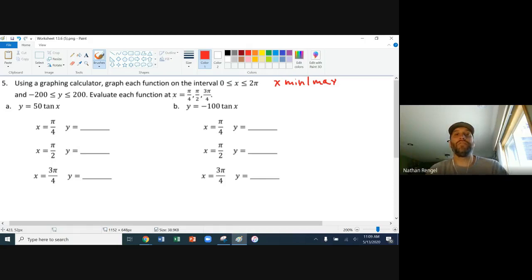And then we're going to evaluate each function for x is pi over 4, pi over 2, and 3 pi over 4. I'm going to show you two ways that you can find the y value based on an x value with your calculator.